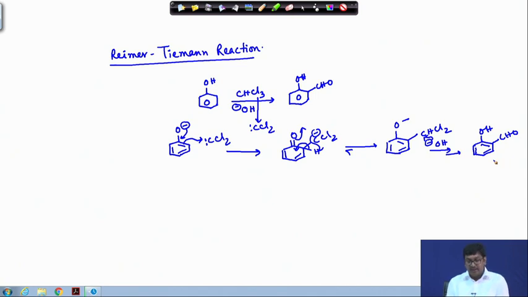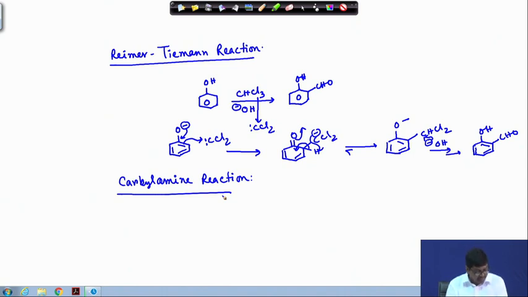Okay. And another reaction in this aspect, considering the carbene reactions, if we do not mention it, the discussion will not be complete, that is called the carbylamine reaction. In this case, the starting material is a 1 degree amine, or primary amine. Again in the presence of chloroform under basic medium, that gives the foul smelling isonitrile derivatives.